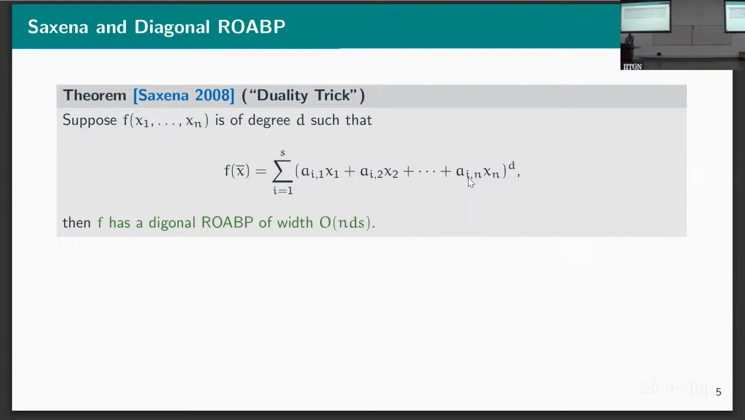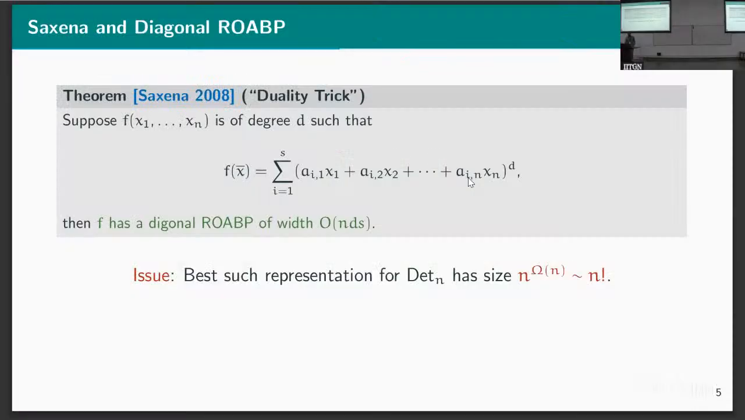So this might give us something for determinant, right? It turns out it does not, not much. The best such representation, this is called a Waring representation, but not important, the best representation of determinant as a sum of powers of linear forms itself requires roughly n factorial linear forms. It's poly in n factorial, the dominant term still remains n factorial, right? So we are not doing any super polynomial improvement over the trivial bound.